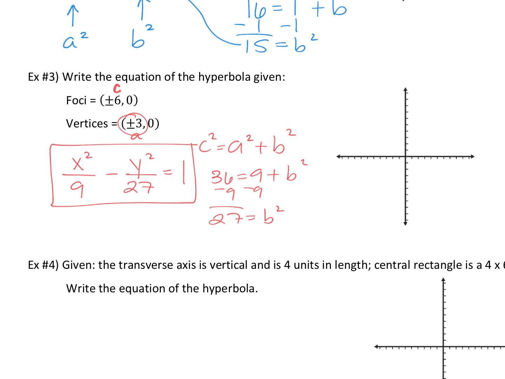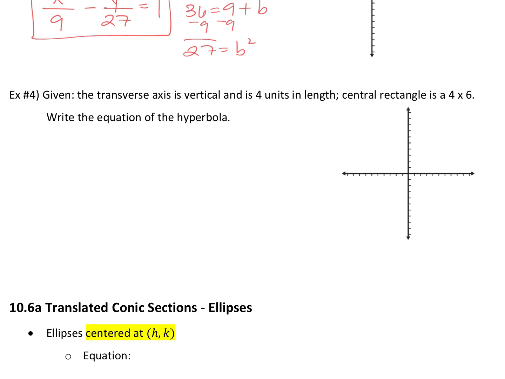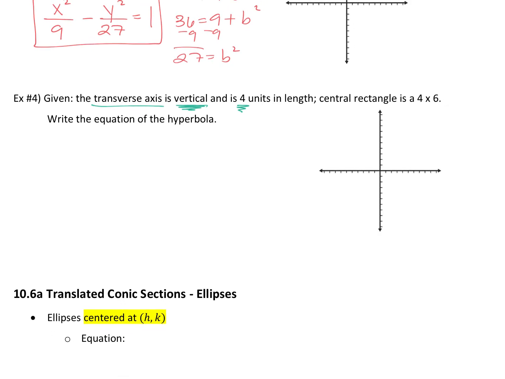Questions? Okay, last one. If you checked out because you're like, I got this, you need to check back in now because this is where your transverse axis comes into play and this is new. Okay? Here we go. It says given the transverse axis is vertical, that's helpful, and 4 units in length, okay? Then you also have your central rectangle. This is the rectangle that you draw on your graph, okay? Your central rectangle is 4 by 6. Write the equation.